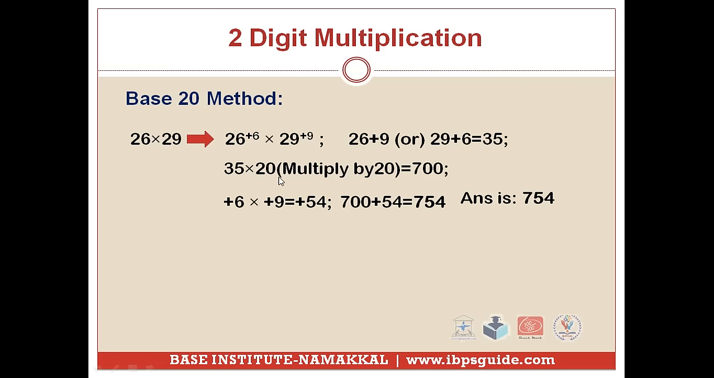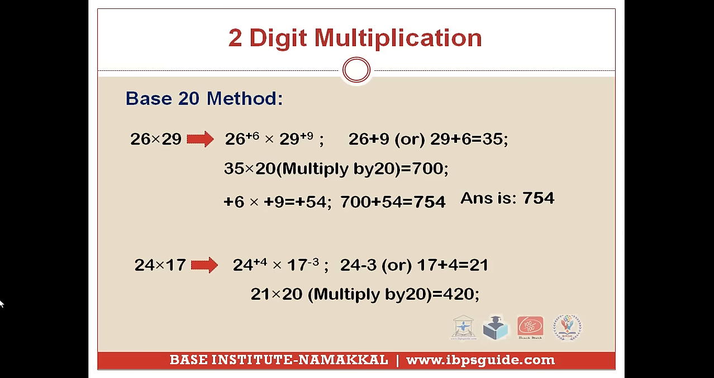Okay friends, let's move on to the next example, multiplication of 24 with 17. In 24, plus 4 is the superscript, and in 17, minus 3 is the superscript because 17 is 3 decreased from 20, so we are mentioning minus 3 as the superscript of 17. And then we are going to subtract 24 minus 3, or add 17 plus 4, we can get 21. And then multiplying 21 with 20, we can get 420. And then multiplying the superscript values plus 4 and minus 3, we can get minus 12. And then finally we are going to subtract 12 from 420. We can get 408.